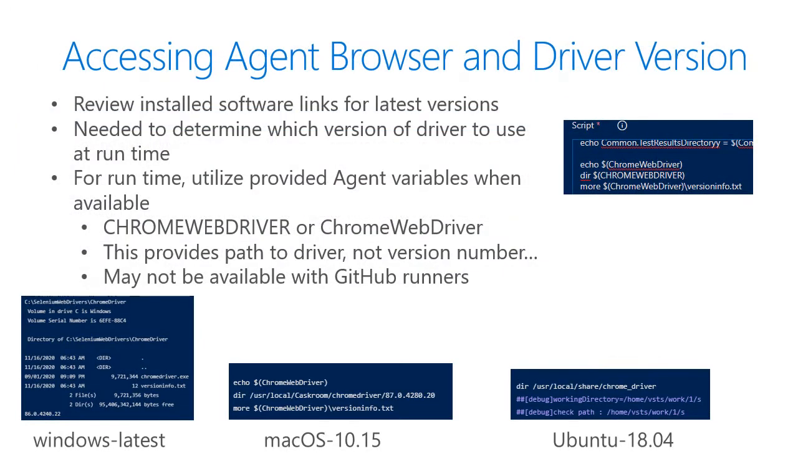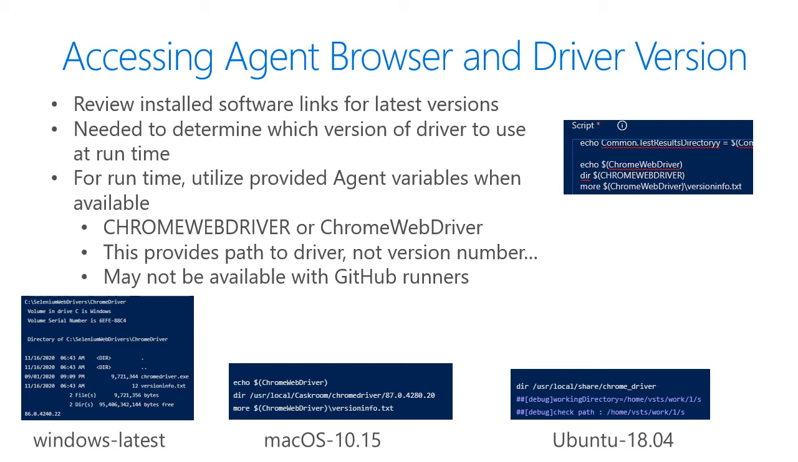All right, to access the agent's browser and driver version, this is for Azure DevOps specifically. First, you can review the installed software links for the latest version. So the links that we talked about earlier, they'll provide what version of the browser is on the agent. If you want to determine the version of the driver at runtime, there's agent variables available. There's one called Chrome WebDriver.